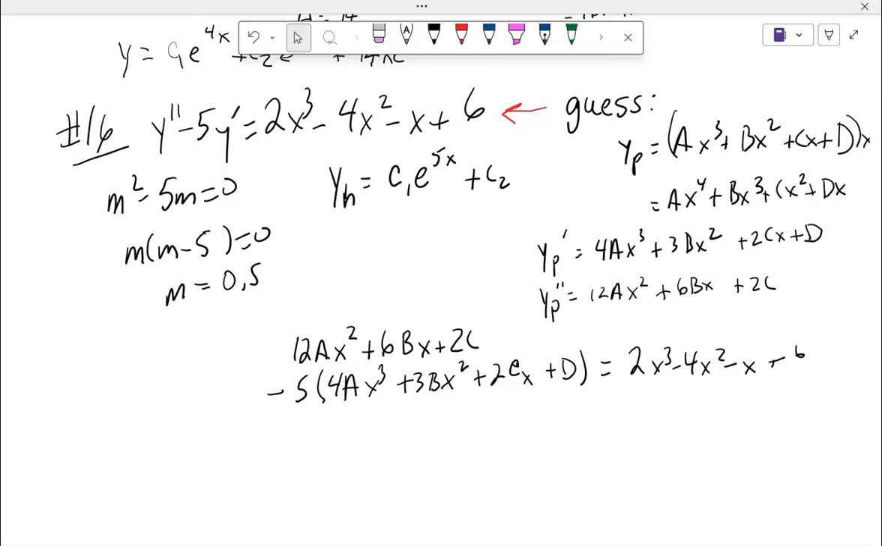Now, I could do a bunch of algebra and gather like terms and all of that stuff, but really I just need a system of equations, right? I need to equate coefficients. Let's work highest degree coefficient to lowest, because I think it'll help us out here. What is your coefficient for the x cubed on the right-hand side?